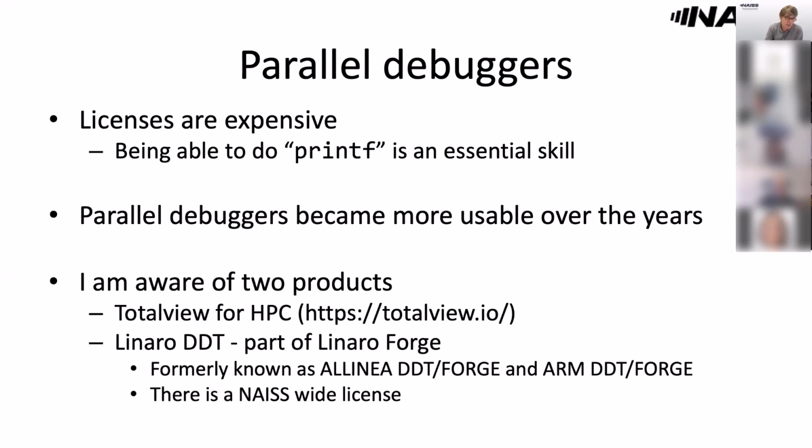As I said, with the NACE, we have access to Linaro DDT, which is part of Linaro Forge. So Linaro Forge is a package of two applications: the DDT debugger and the MAP performance profiler, but today we are only covering the DDT part. That product was formerly known as Allinea DDT or Allinea Forge, and then ARM DDT and ARM Forge. Quite often, if you speak to people, you might hear them speaking about Allinea DDT, ARM DDT, or Linaro DDT. It is all the same product.